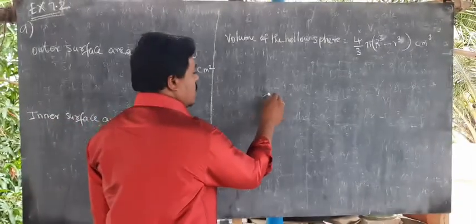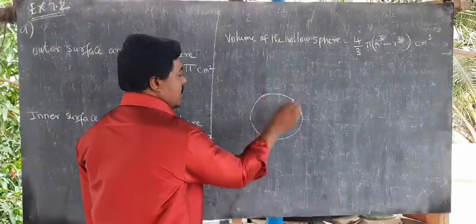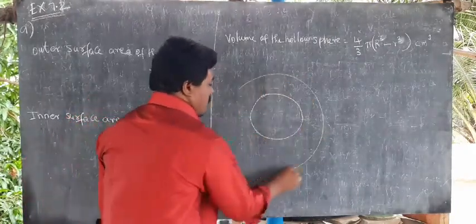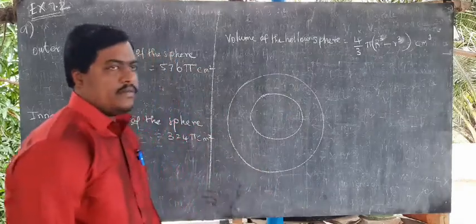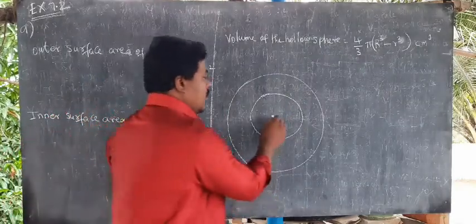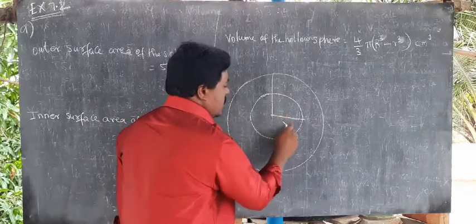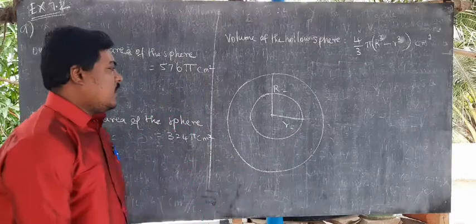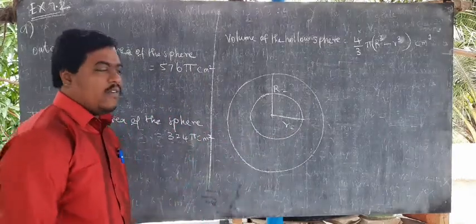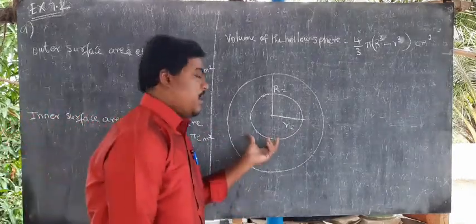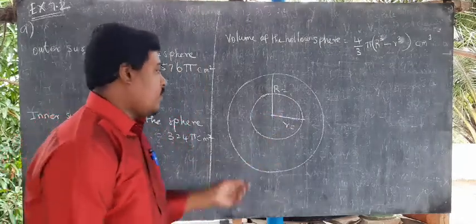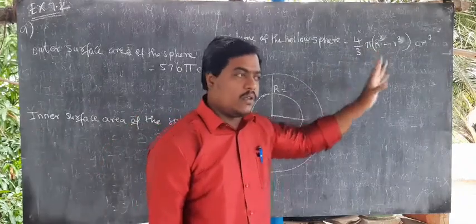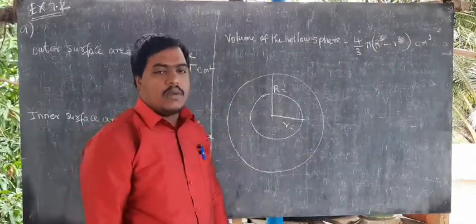So one shell we are having is spherical in shape. So a sphere and another sphere. So the shell's inner radius is given, outer radius is given. This is r, this is capital R. So we need to find the volume of this hollow sphere. That is, the volume of the hollow sphere means 4 by 3 pi (R cube minus r cube) centimeter cube. This is the formula for the volume of the hollow sphere.